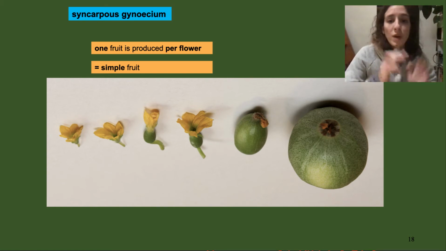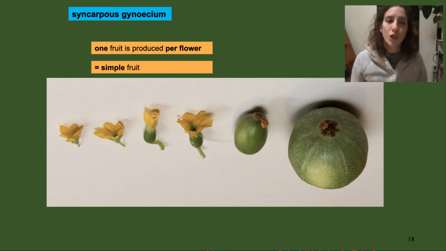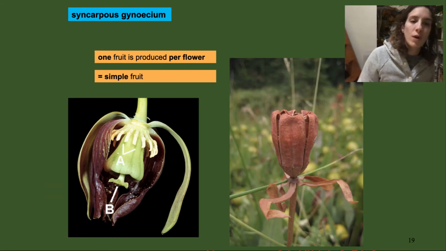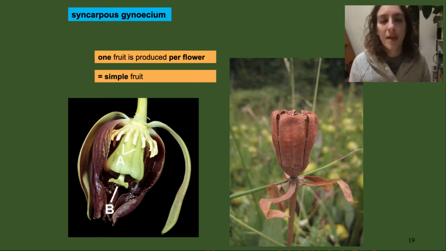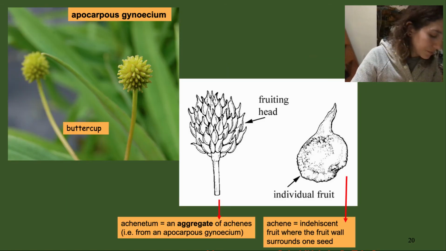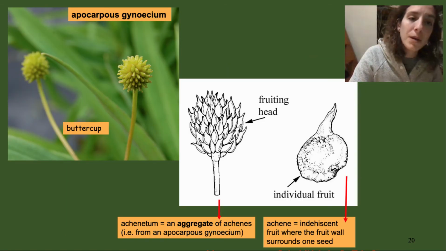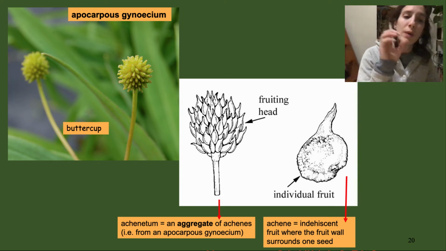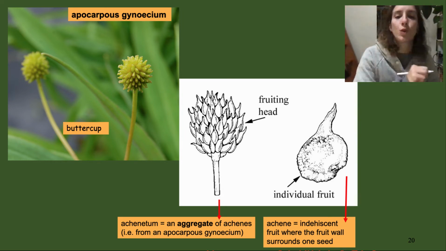Here, when you have a syncarpous gynoecium, it's going to mature into one simple fruit. One flower, one fruit. Here's another example of that. Here, this one's a capsule. Flower is on the left, the matured ovary is on the right. Back to that buttercup. It's from an apocarpous gynoecium. We can tell because we can see individual units.